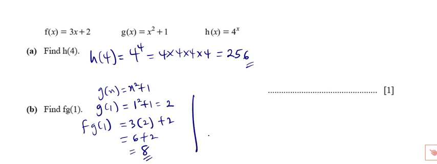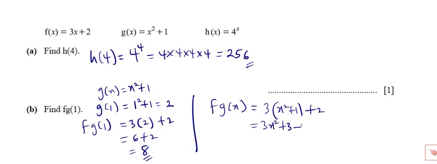Or better still, what I will do, I will first of all try to simplify the composite function given. What do I mean? We have fg of x. fg of x means that I am to take g of x, put it inside f of x. So that means I'm going to have 3 bracket x squared plus 1 plus 2. So if I try to expand that, we have 3x squared plus 3 plus 2.